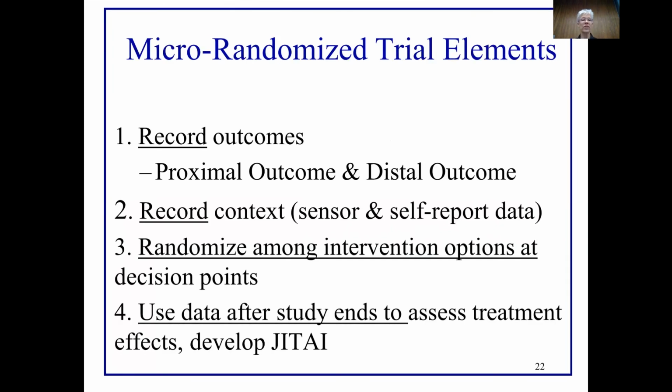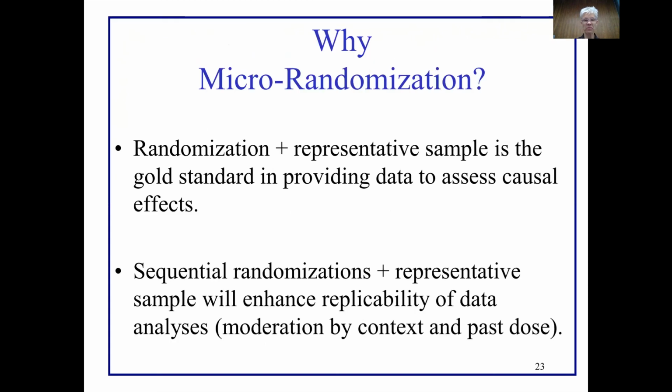When you run a trial, you want to record the outcomes, your proximal outcome. If you have a health outcome you're interested in, like in a smoking study, you might look at the time till relapse. That would be a distal outcome. You want to record the context, all the important sensor data, self-report data. At each decision point, you randomize, you record how you randomized, and then after the study's over, you assess treatment effects.